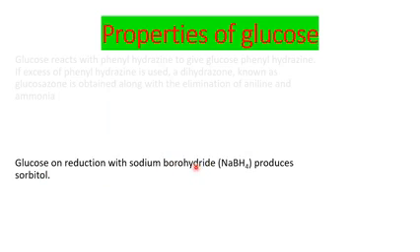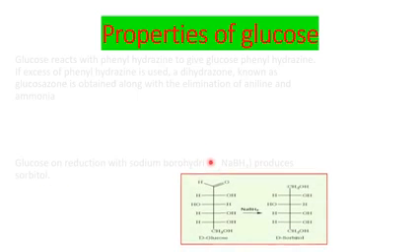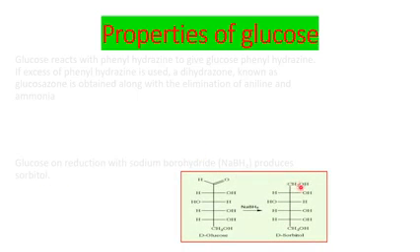Next, glucose on reduction with sodium borohydride. Sodium borohydride is a reagent which reduces CHO to CH2OH. The aldehyde group present in glucose is reduced to CH2OH, which produces sorbitol. Basically, the topmost carbon CHO is reduced to CH2OH. Sodium borohydride is a specific reagent which reduces an aldehyde to an alcohol. So that is the end of this video.